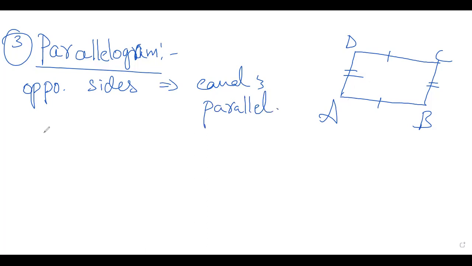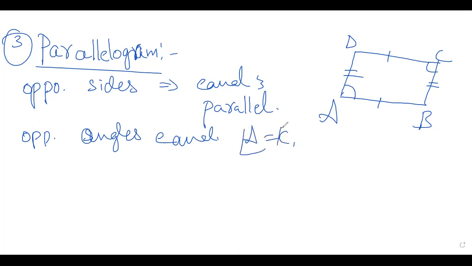Okay, children, and opposite angles are equal. Opposite sides are equal and parallel. Opposite angles are equal. Angle A is equal to angle C. Angle B is equal to angle D.